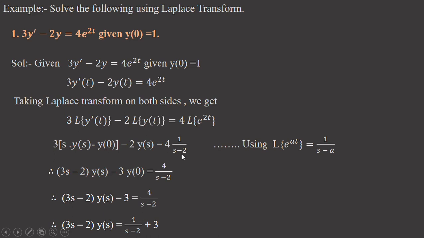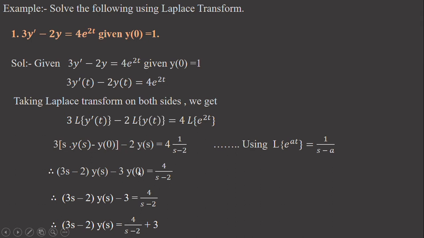Next step is, on the left hand side we can observe there are two terms with Y(s). So this is your Y(s) term, Y(s) term. Take Y(s) common from these two terms. 3s minus 2 will remain. Minus 3 into y(0) will remain. Second term, minus 4 upon s minus 2, as it is there in the RHS.